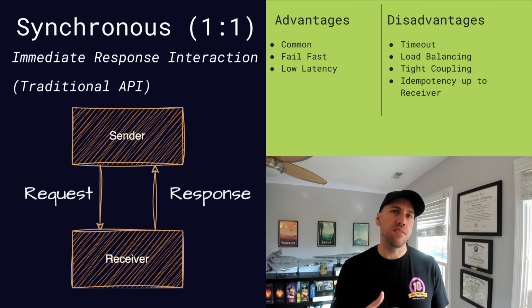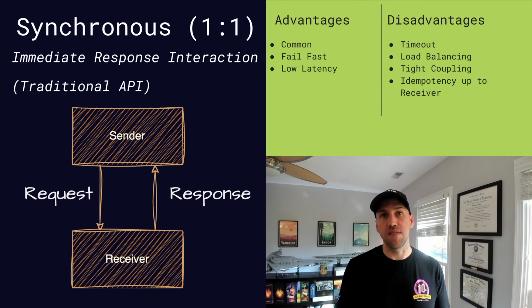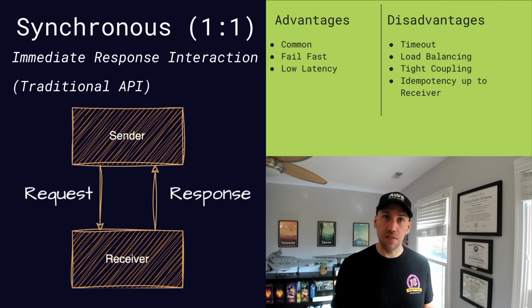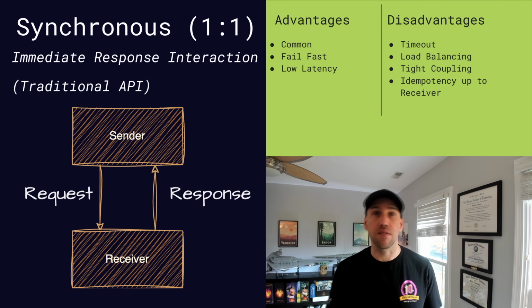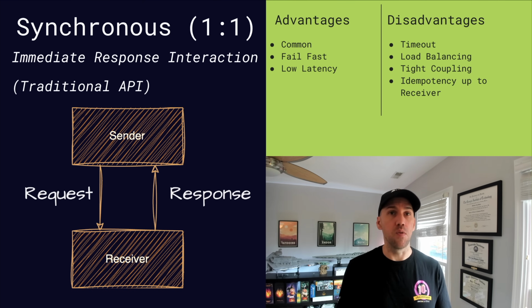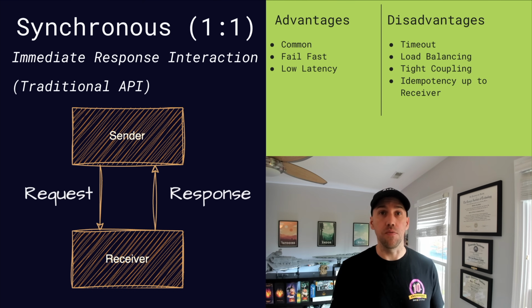But in cases of long processing times, there's a risk of timeout, which can disrupt the flow of information. As the system scales, managing and balancing the load across servers can become increasingly complex. This model often leads to tight coupling, making the system less flexible and more prone to failure if any single component fails. Ensuring that operations can be safely repeated without creating duplicates falls on the receiver, adding complexity to its design.